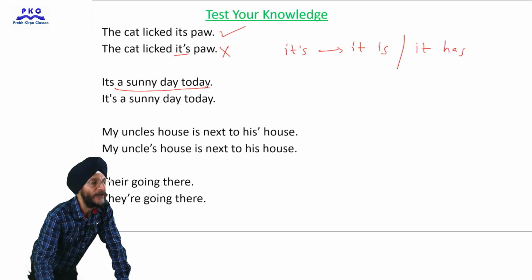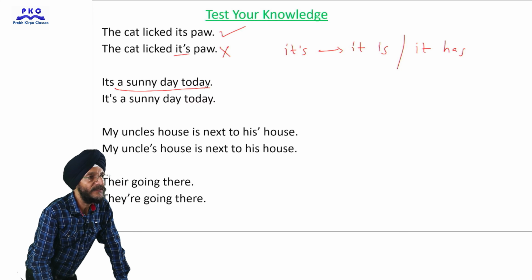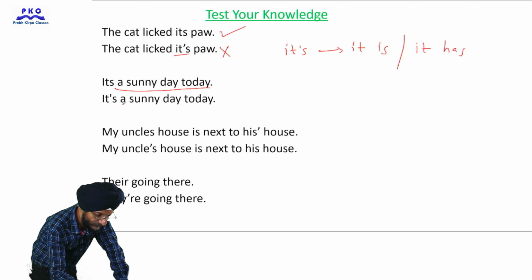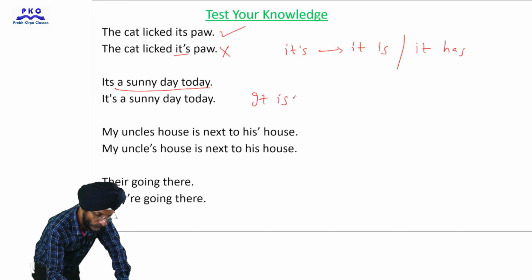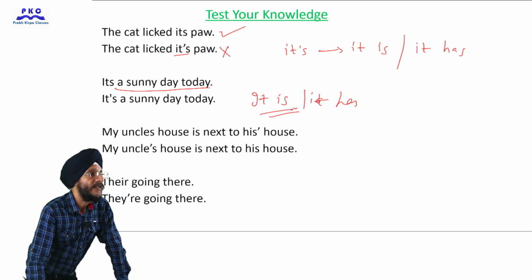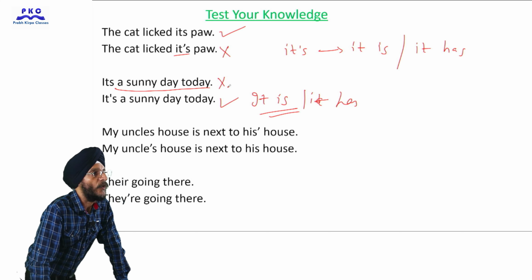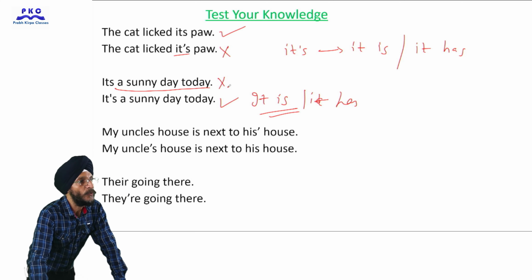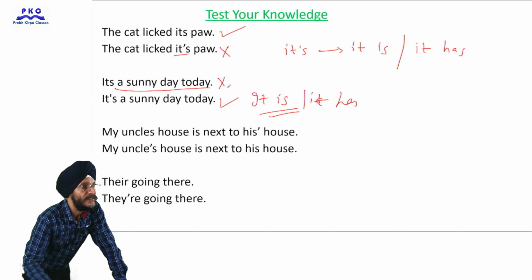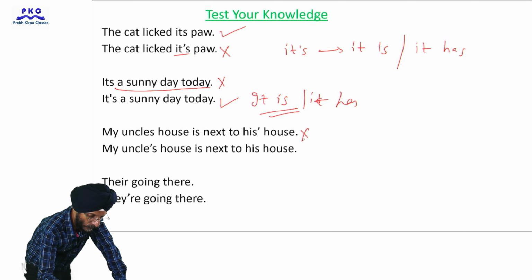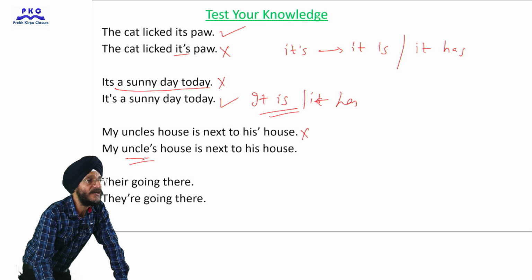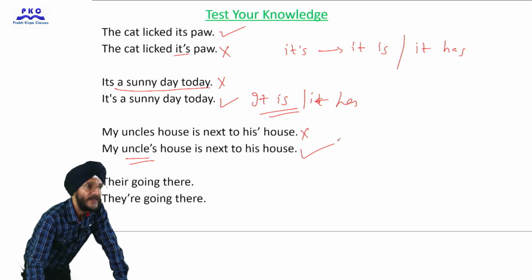It's a sunny day today. Whether its is okay. Second is it's, apostrophe s, a sunny day today. It means that it is or it has. It fits. It is a sunny day today. So it is proper, and the other is wrong. My uncles house is next to his house. This is wrong. This is proper. My uncle's house is next to his house.